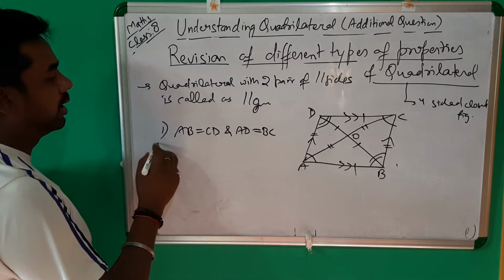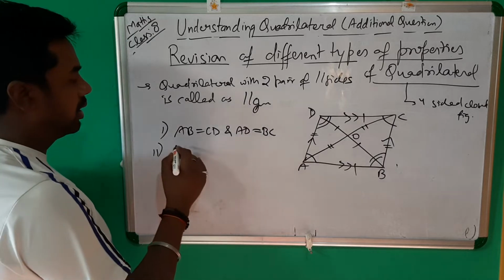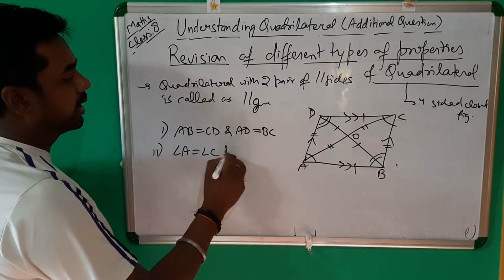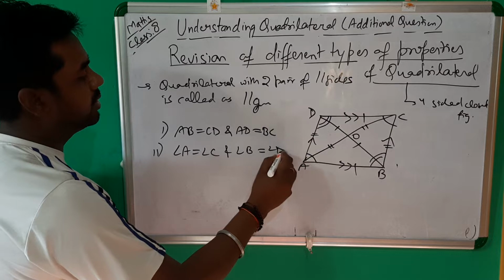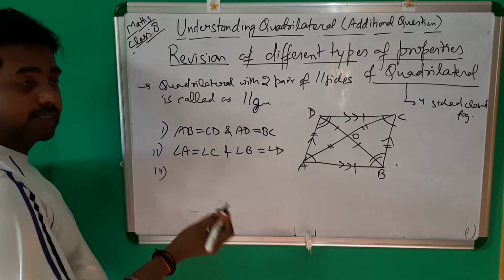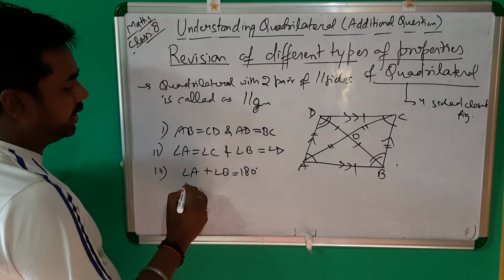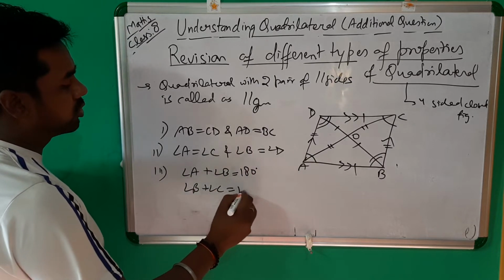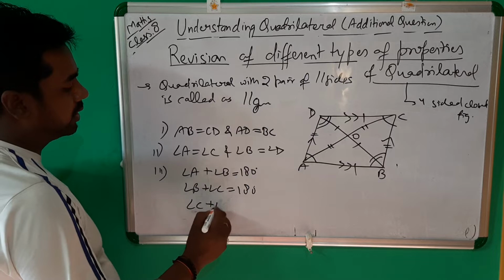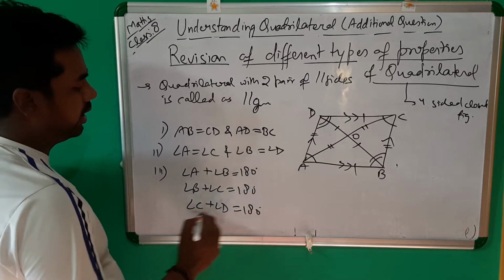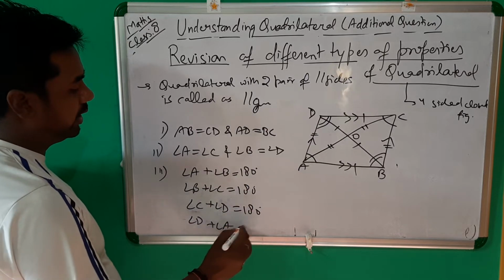That's the first part. Opposite sides are equal, opposite angles are equal. Angle A equals angle C, angle B equals angle D. Adjacent angles are supplementary. A plus B equals 180, B plus C equals 180, C plus D equals 180, and D plus A equals 180.